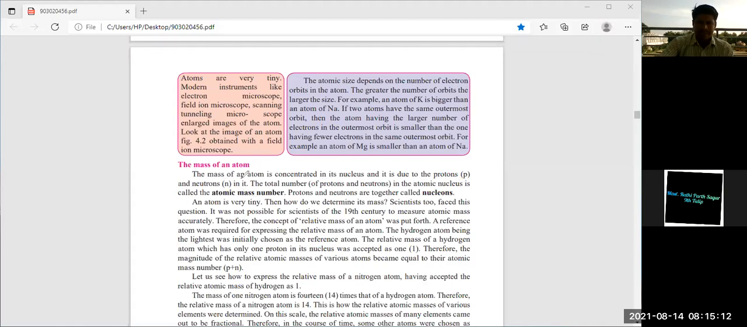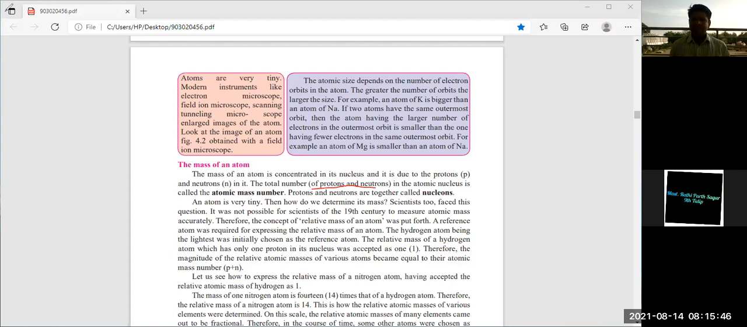Remember this definition. Okay, atomic mass number, and the second one is nucleons. The mass of the atom is concentrated in its nucleus, and it is due to the protons and neutrons. The total number of protons and neutrons in the atomic nucleus is called the atomic mass number. And protons and neutrons together are called nucleons. Okay, so we already know the atom is very tiny. How did scientists determine this mass? That is a very important question. How have scientists determined the mass of these atoms?